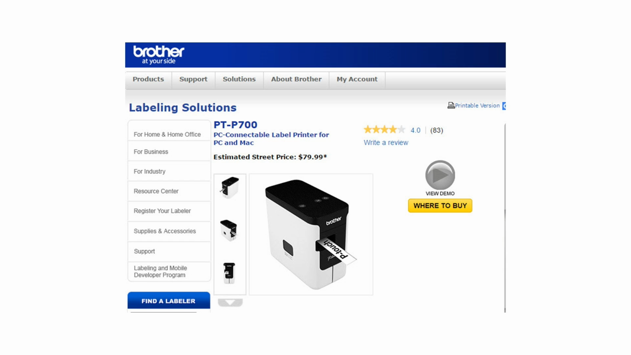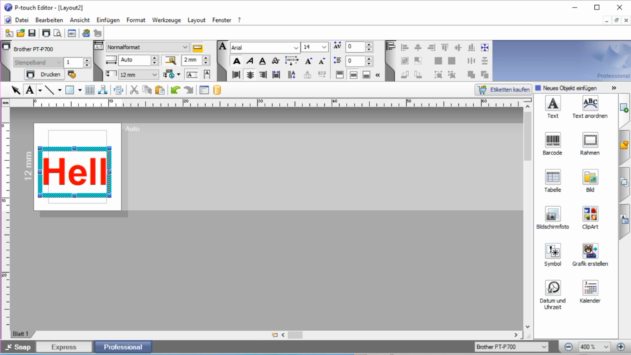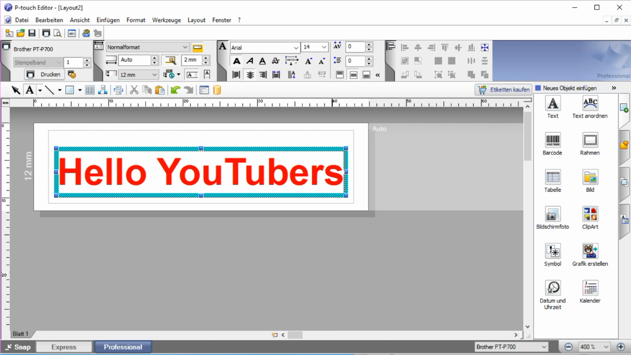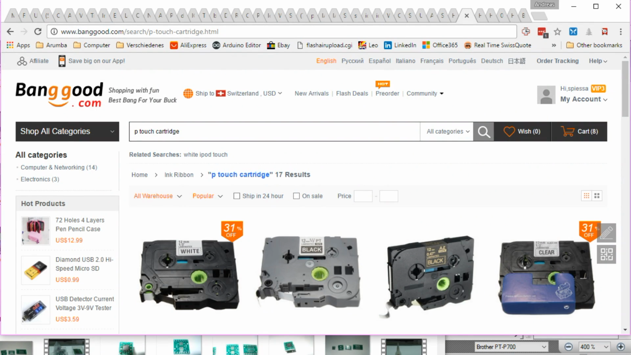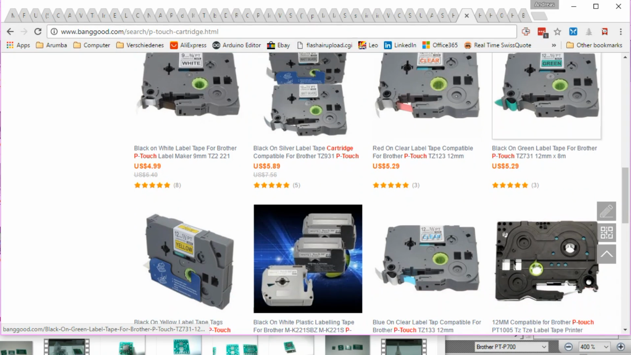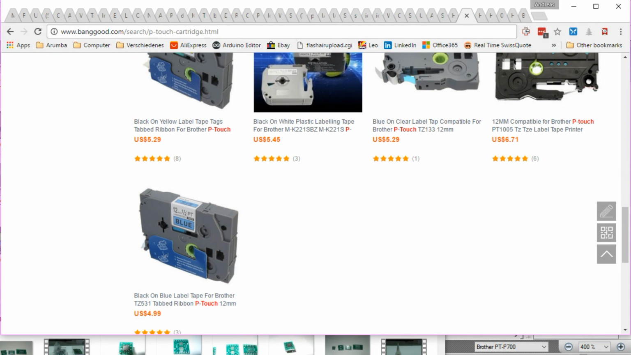I even bought the more expensive one with a USB interface, so I can create the labels on the PC. And since I can buy knockoff cartridges, this is really a good deal. These cartridges do not have the same quality as the original, but for my purpose, they are okay.